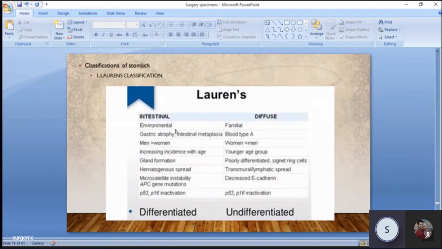So, what is the gross classification for stomach cancer? It is usually intestinal type and diffuse type. Which one is differentiated and which one is the better one? The intestinal type is the better one. The diffuse type is the bad one, undifferentiated. These are the characteristic points.